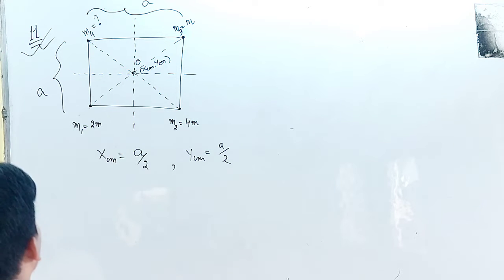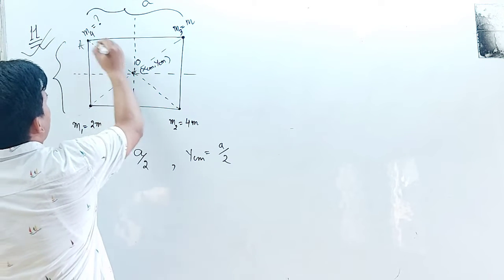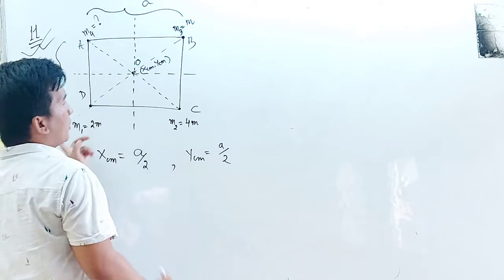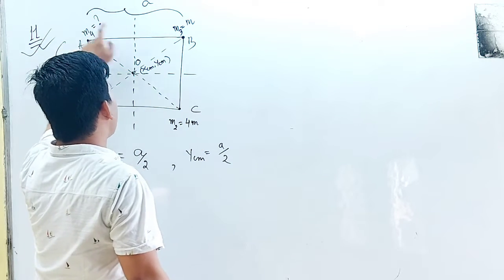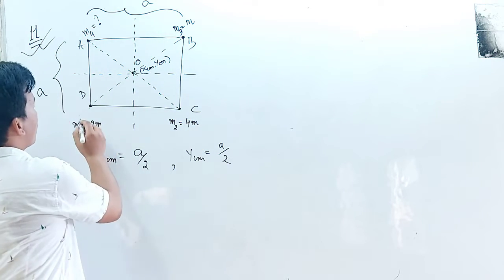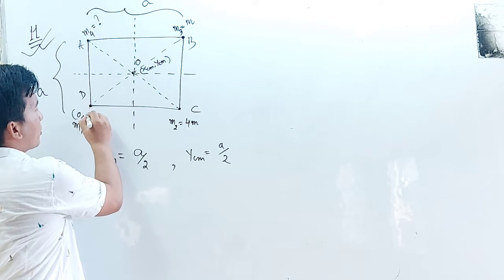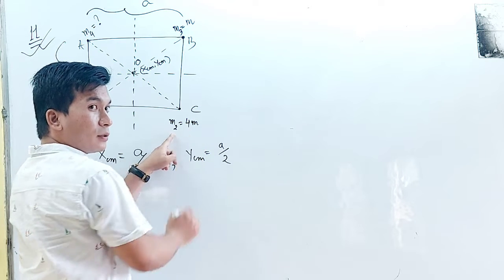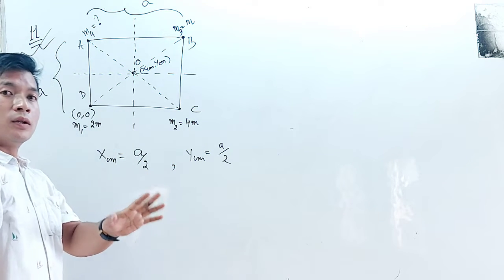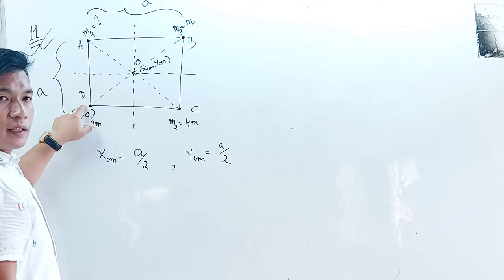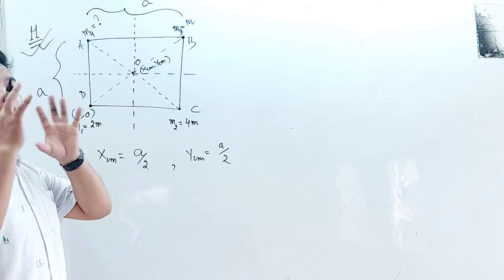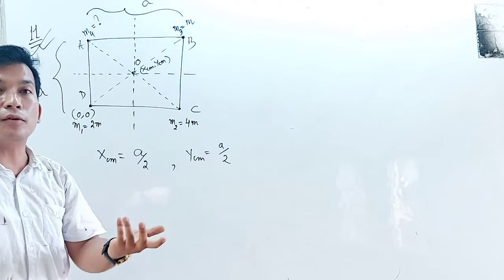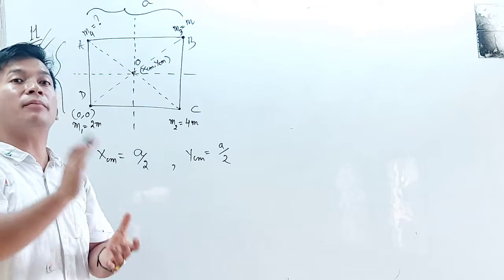Let me put the vertices: say this is A, this is B, this is C, this is D. You can randomly choose C to be the origin, or A to be the origin, or B to be the origin, or D to be the origin. We assume that this D is the origin. Your calculation by taking any of these four vertices as the origin will remain the same.